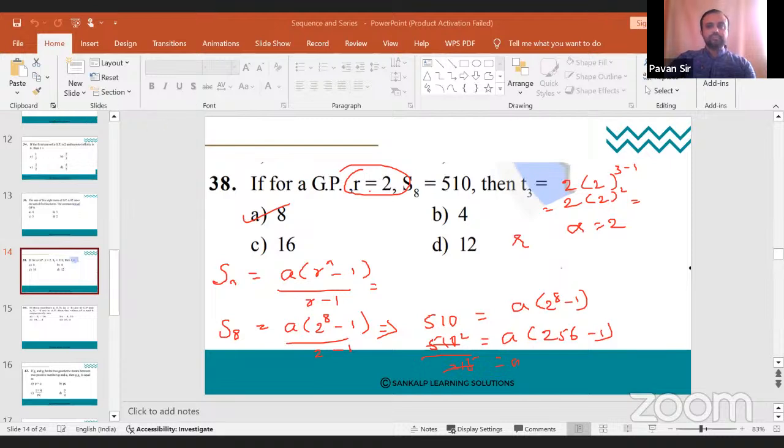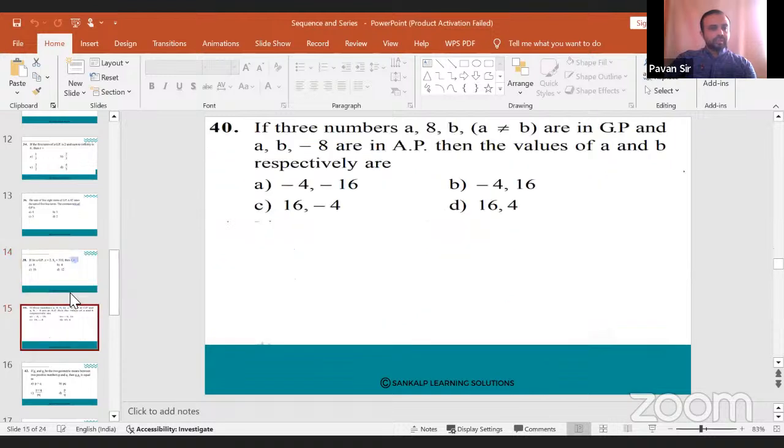Next question. Okay. If three numbers A, 8, B, where A is not equal to B, are in GP, and A, B, minus 8 are in AP, then the values of A and B respectively are what? Option A is minus 4, minus 16; option B is minus 4, 16; option C is 16, minus 4; D is 16 and 4.